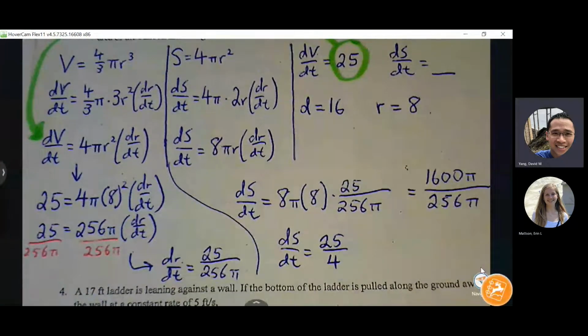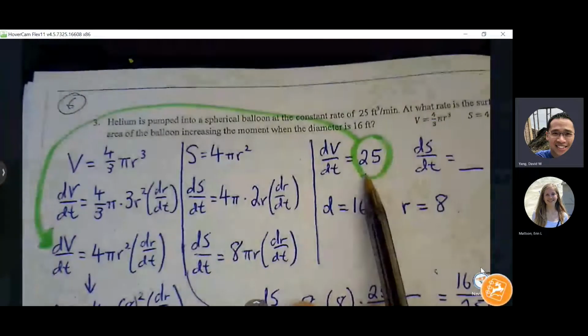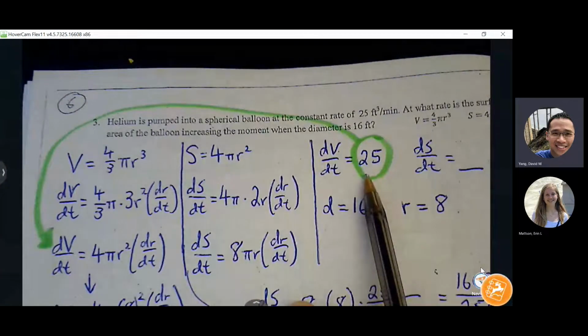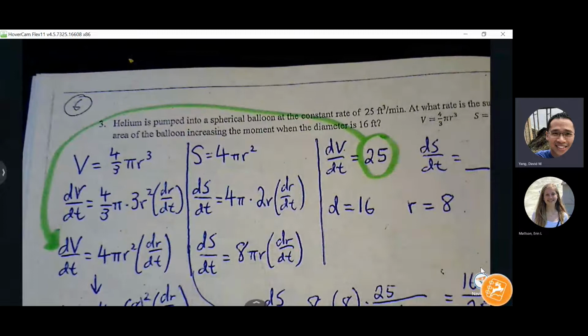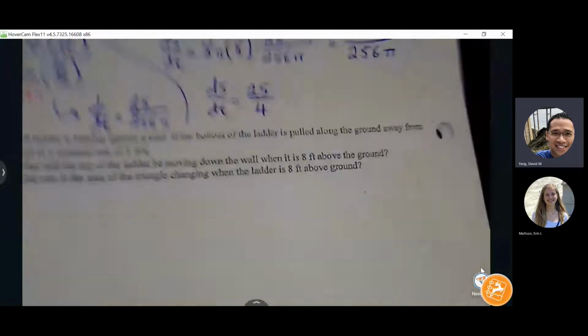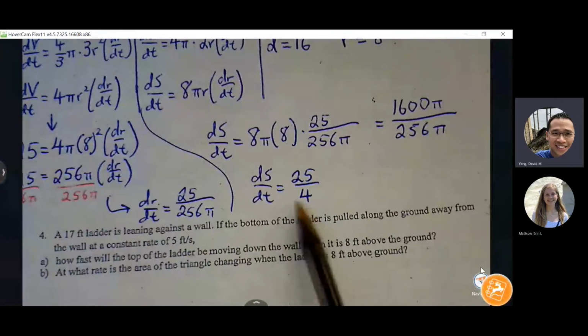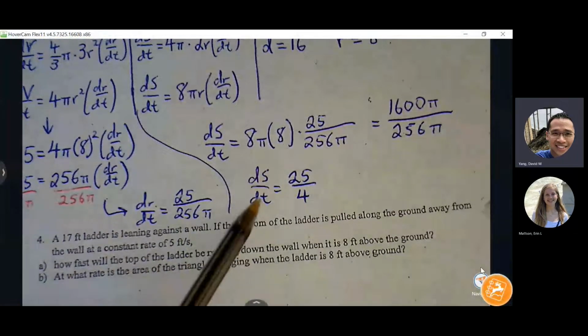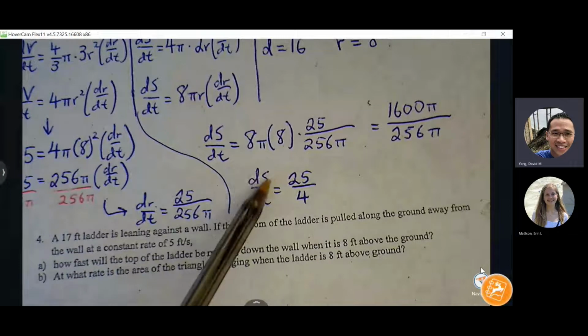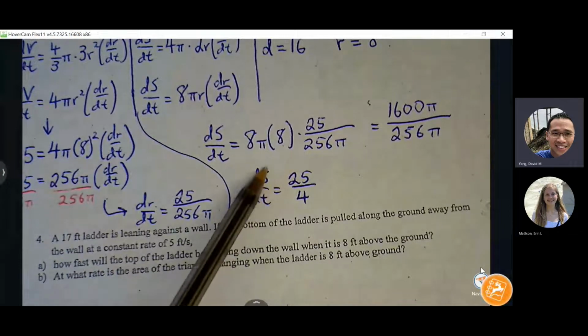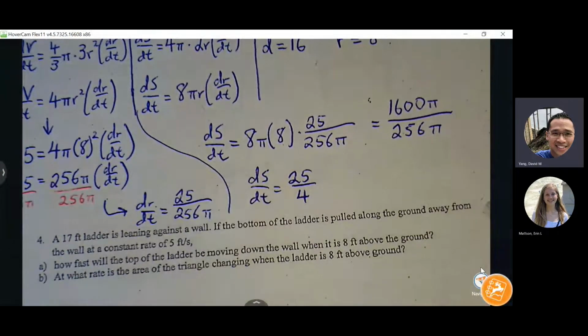Now helium is pumped into the balloon. That's why we're getting a positive dV/dt, because that volume is increasing. The balloon is increasing over time, so we expect the surface area to also increase over time. So it makes sense that we're getting a positive value. Let's talk about the units here. Surface area, what's the unit for surface area? Square.